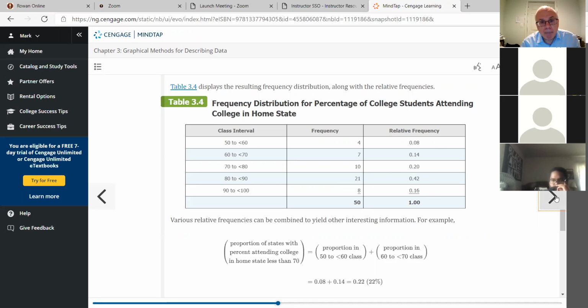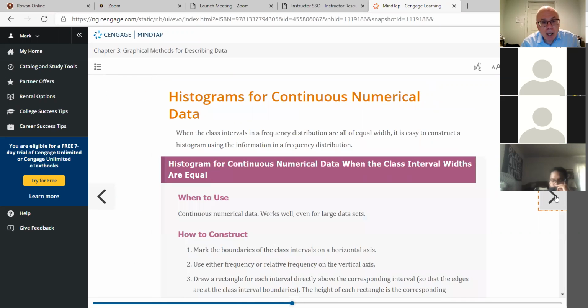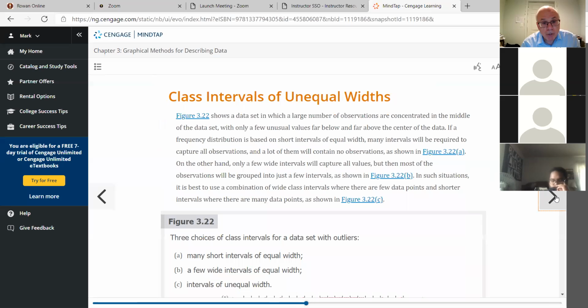Okay. Good. And then they tell you about histograms for continuous data, and then you create these categories. Now, this section here, where it talks about intervals that are unequal in width, don't do these. All right, they're too complicated. I'm not going to go over that with you. I'm never going to test you on that. Final exam will never test you on that. So skip this section here.